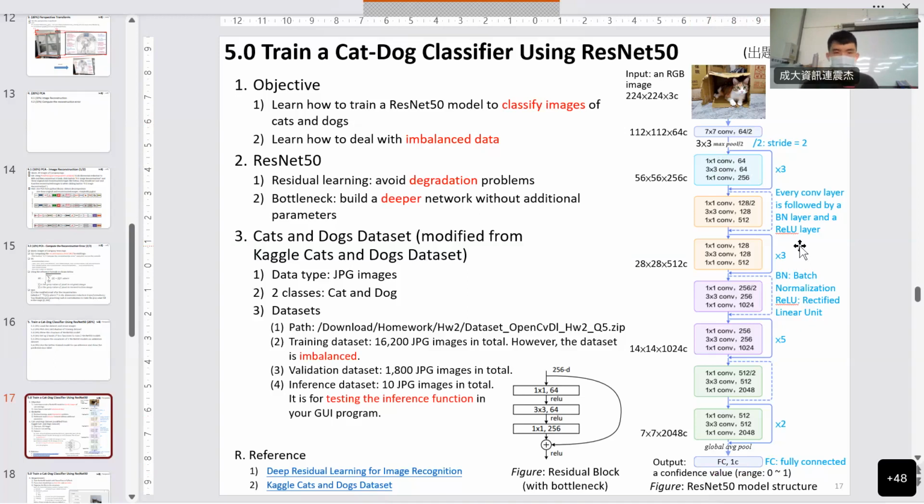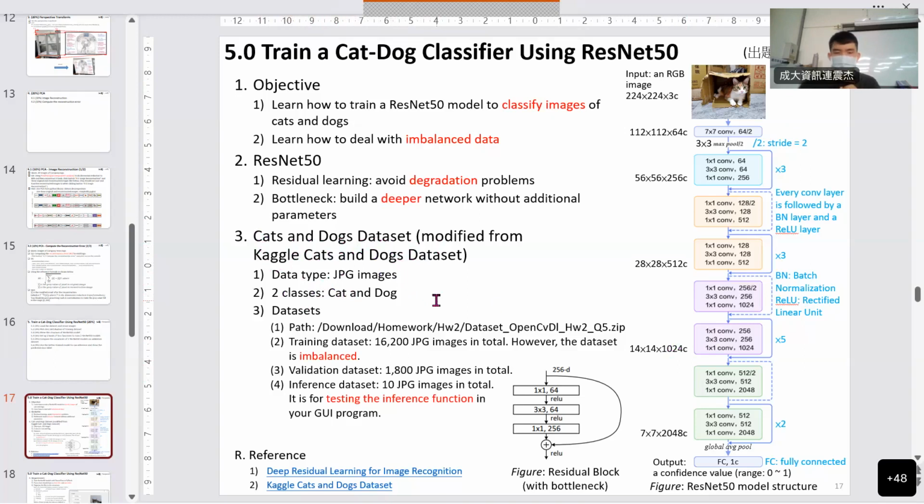Okay, so this is the structure of the ResNet 50 model, and then we'll move on to the dataset in this homework. We're using the cats and dogs dataset, modified from the Kaggle cat and dog dataset. The data type is JPG images, and it has 2 classes, cat and dog.